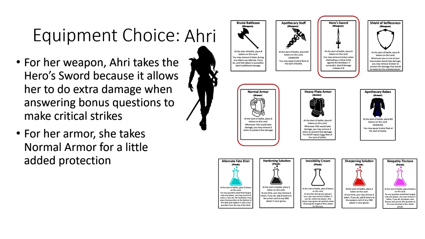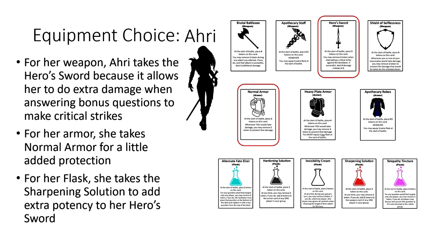It protects her from nominally about 2 points of damage, so she can answer 2 questions wrong without affecting the group's health. And then for her flask, she decides to take a sharpening solution, which is something that I was talking about earlier. It allows her to put extra tokens onto her sword for later, whenever she needs it, or the sword or weapon of a teammate. It's up to her at the time.